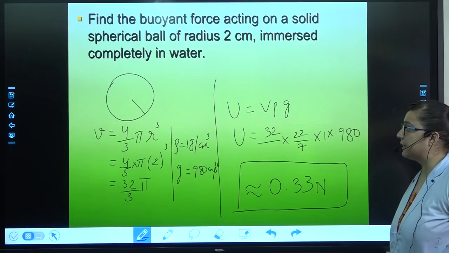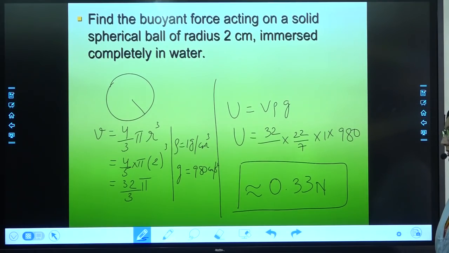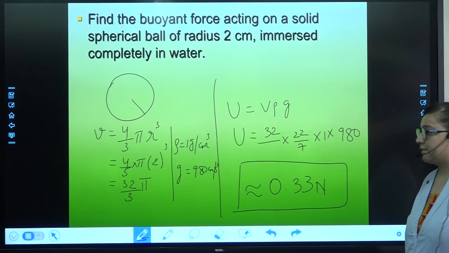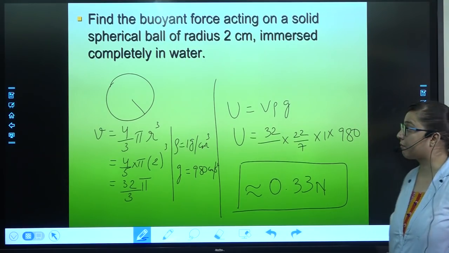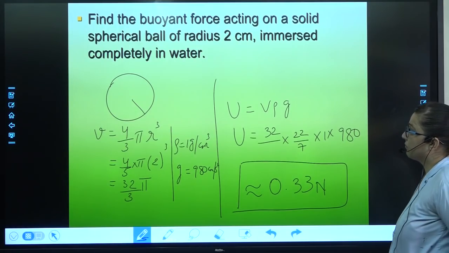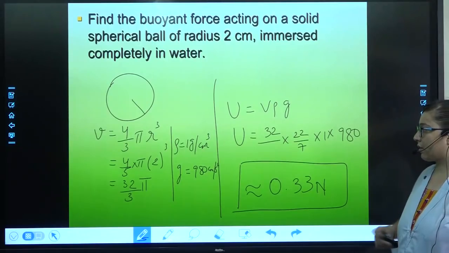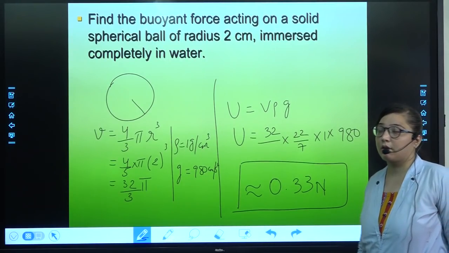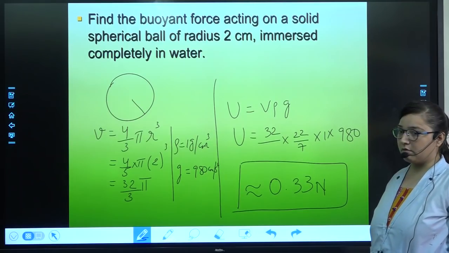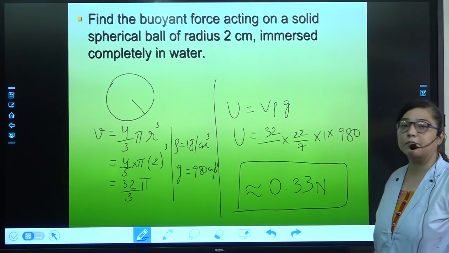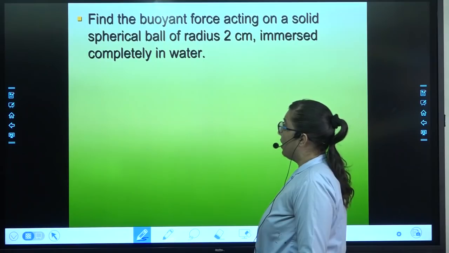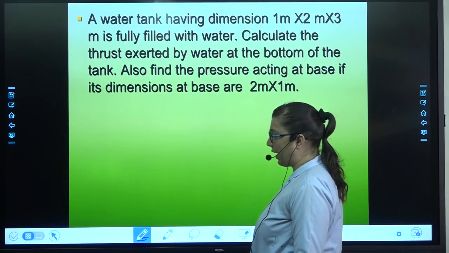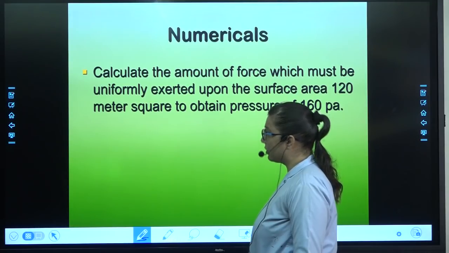Quick, note it. So, I hope you have noted the content. Let's have a look at how we solved all the numericals today.